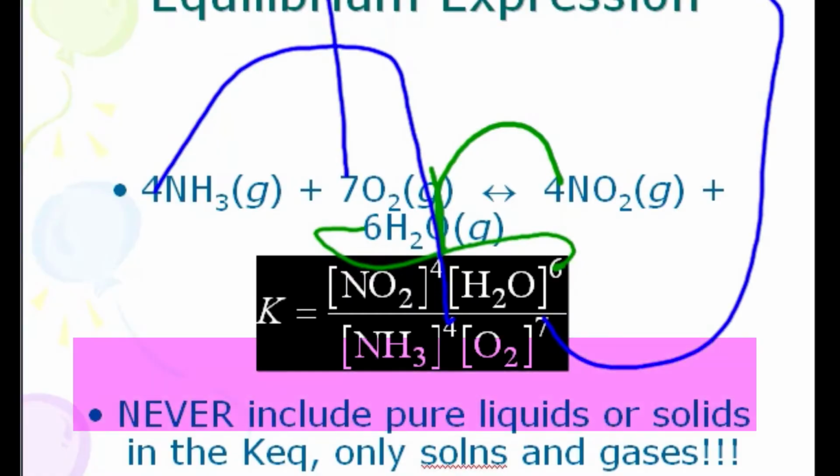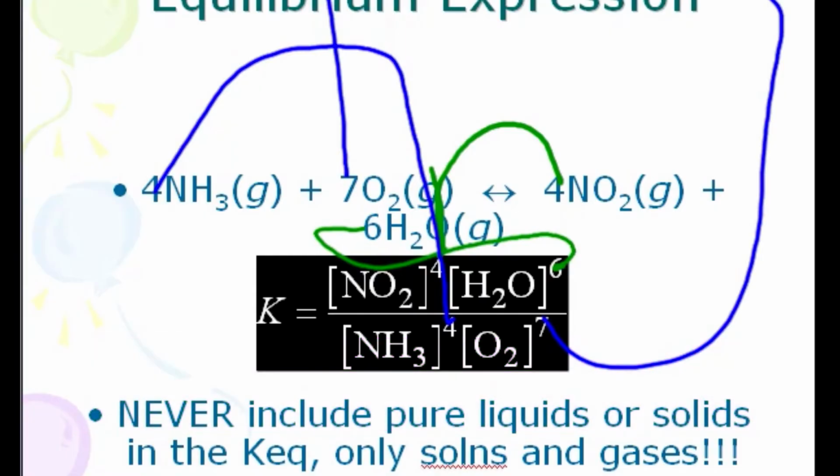We never include pure solids or liquids because you can't have concentrations of pure liquids. How concentrated is pure water? It's all water. How concentrated is salt? You mean in water? No, in just hard salt. There is no such thing as concentration of salt when it's dry. Okay? Has to be a solution of some kind. So we never put solids and liquids in there. Only solutions and gases because they're the only ones that can have concentrations.